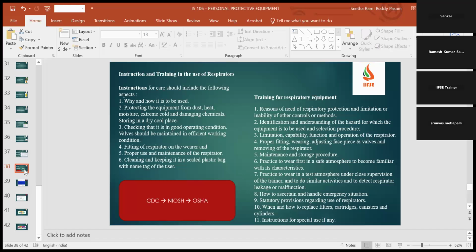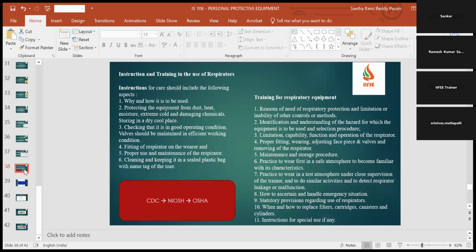And fitting of the respirator on the wearer, that is also very important, how you are strapping it, because you have to wear it properly, otherwise due to the gap between your nose and all, there is a chance of vapor entering the mask. Then proper use and maintenance of the respirator, that is also very important, how you are using it. Again, cleaning and keeping it in a sealed plastic bag with a name tag of the user.